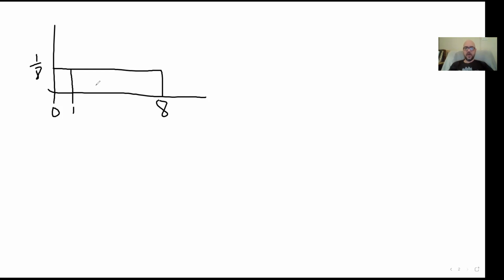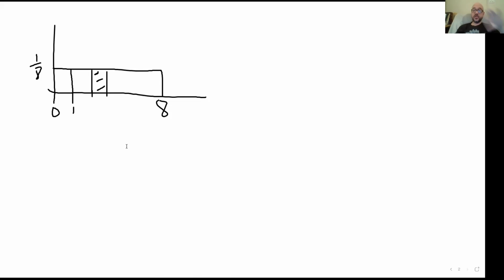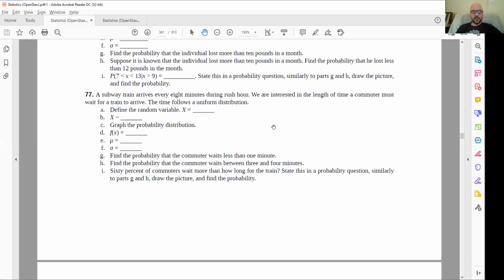And then the next question asks, what's the probability they have to wait between 3 and 4 minutes? I haven't drawn this very well to scale, but that's between here and here, right? That's this stuff. So that's also a base of 1 and a height of 1/8, so it's also 1/8. The area is the same for the same width, no matter where you are in the distribution. That's not true in general, by the way. That's just for uniform distributions, not true for something like exponential. So that's between 3 and 4 minutes. It's also 1/8.